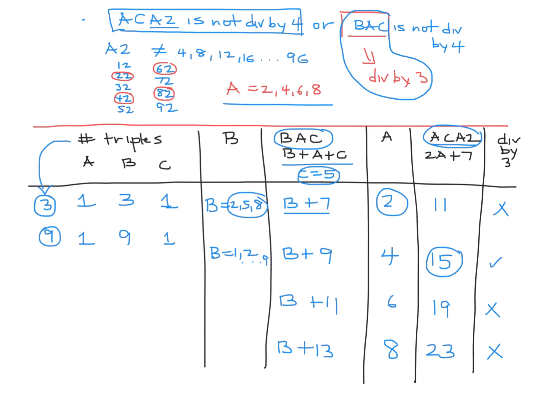For the next one, same kind of story. B would be equal to either 1, 4, or 7, I believe. So we got 3, 1, and 1. That's 3 triples. And the last one, B, I believe, is 2, 5, and 8. So again, we got 3, 1, and 1. Those are 3 triples. And when you add these all up, you get 18. And that completes the question.